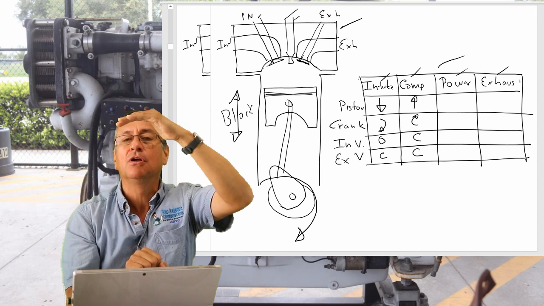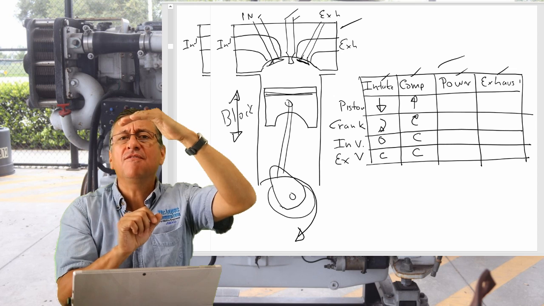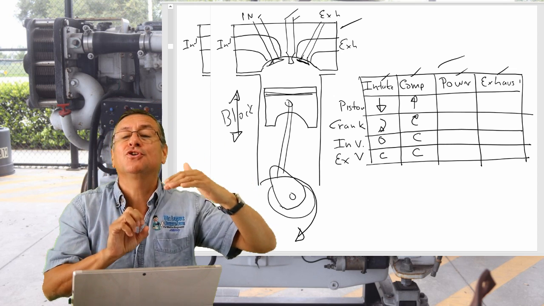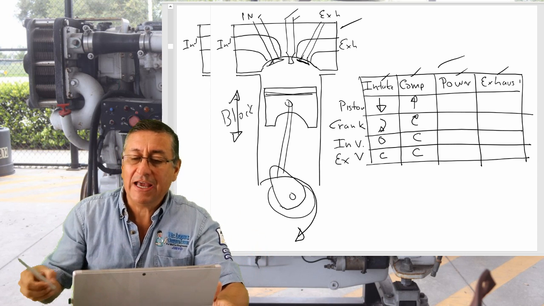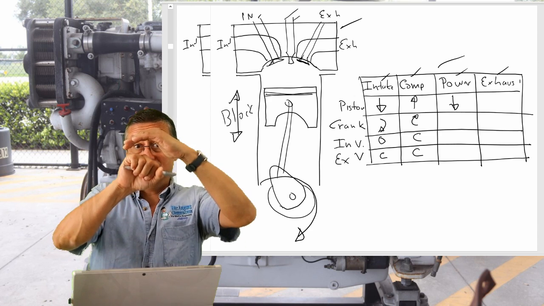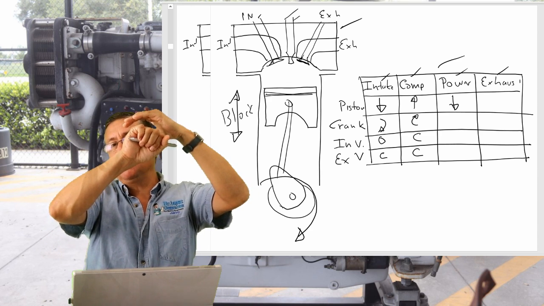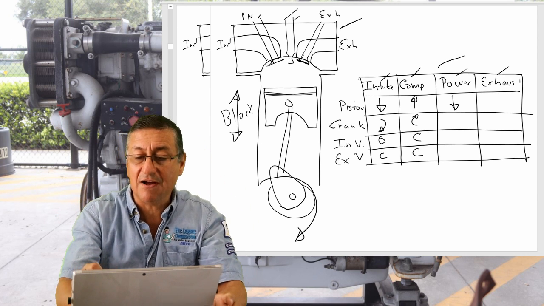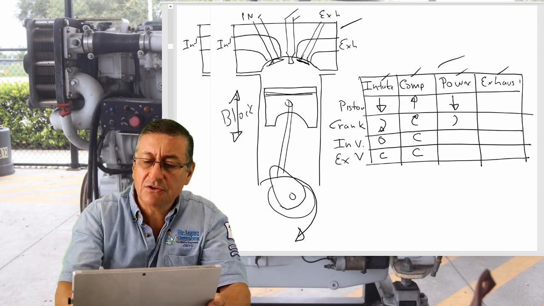down. What happened with the valves? Do the valves open or close? The valves continue closed, but the explosion is produced. In power, the piston goes down again. The explosion sends the piston down. Another half rotation of the crankshaft.